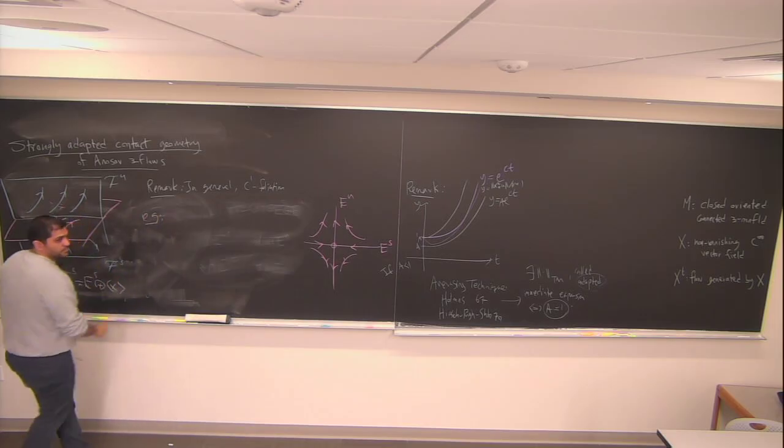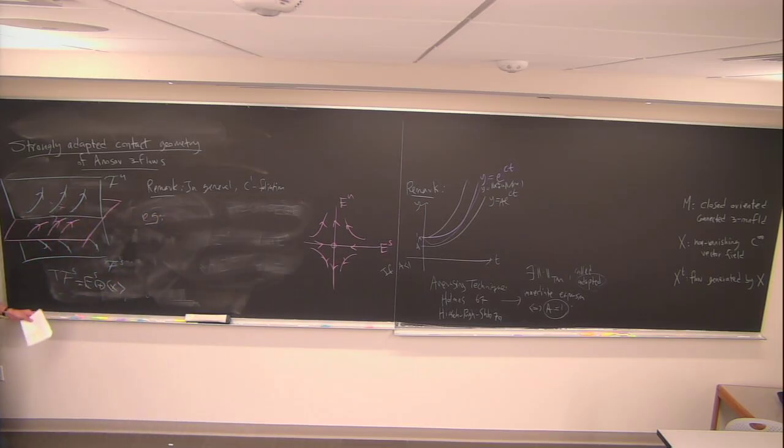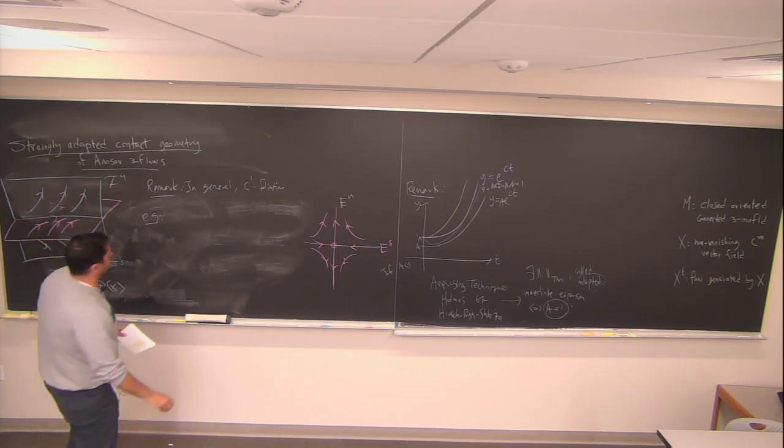So, what are some examples of these flows? I'll start there.